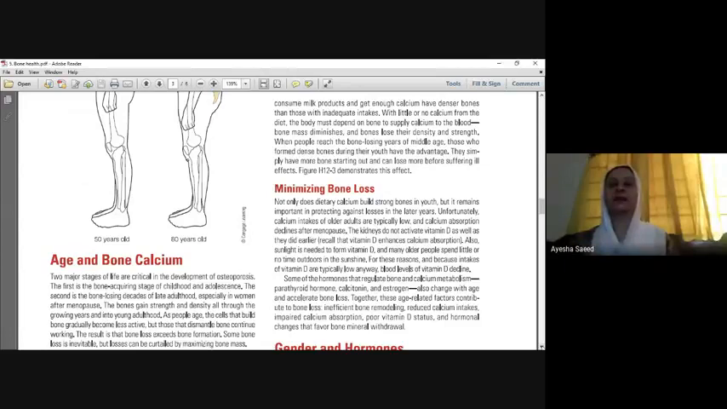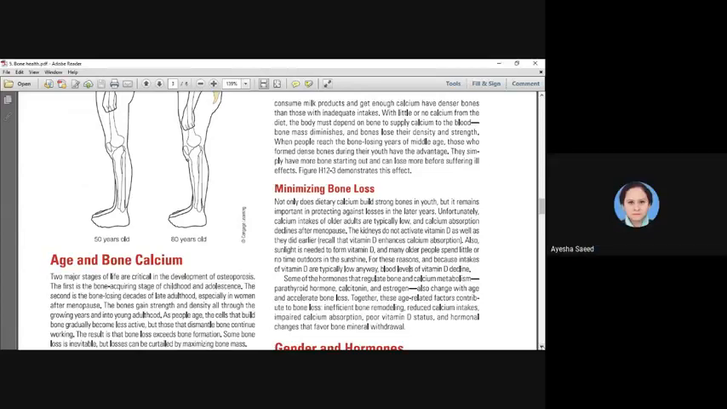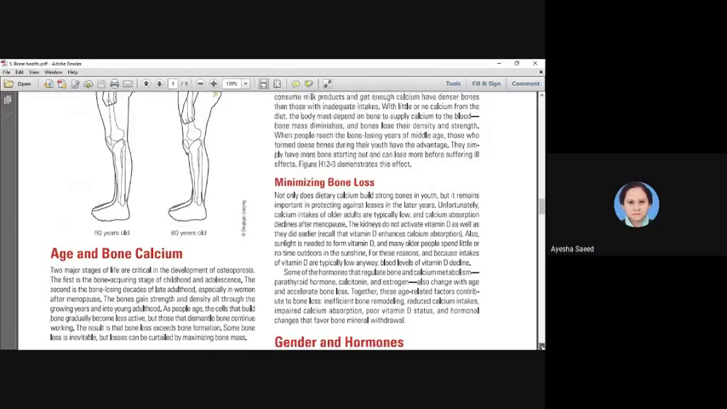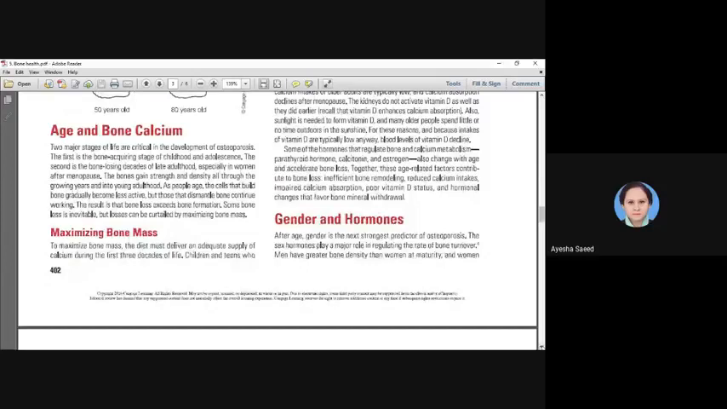Some of the hormones that regulate bone and calcium metabolism, parathyroid hormone, calcitonin, and estrogen, also change with age and accelerate bone loss. Together, these age related factors contribute to bone loss: inefficient bone remodeling, restructuring, reduced calcium intakes, impaired calcium absorption, poor vitamin D status, and hormonal changes that favor bone withdrawal. So there are many factors that become evident with age, and we have no control over hormones that are declining due to age.